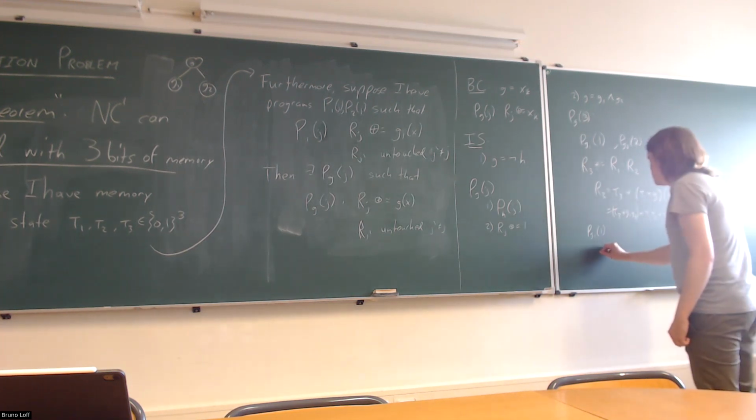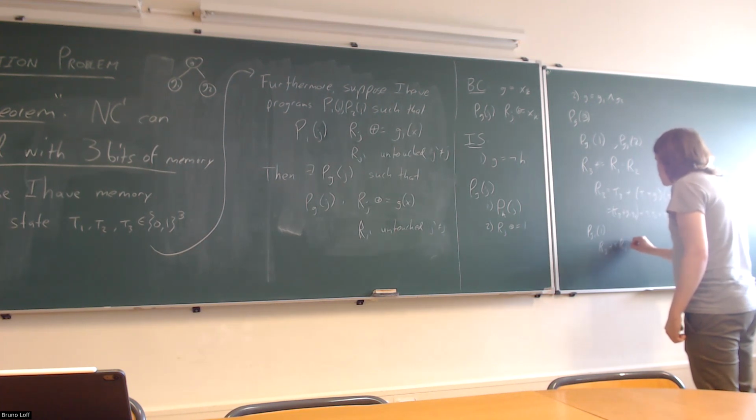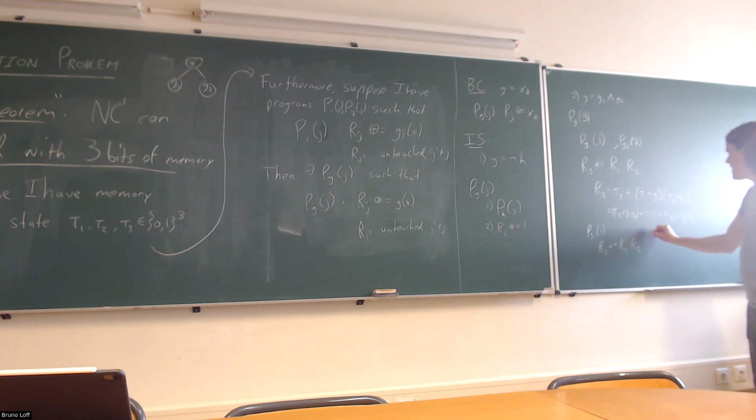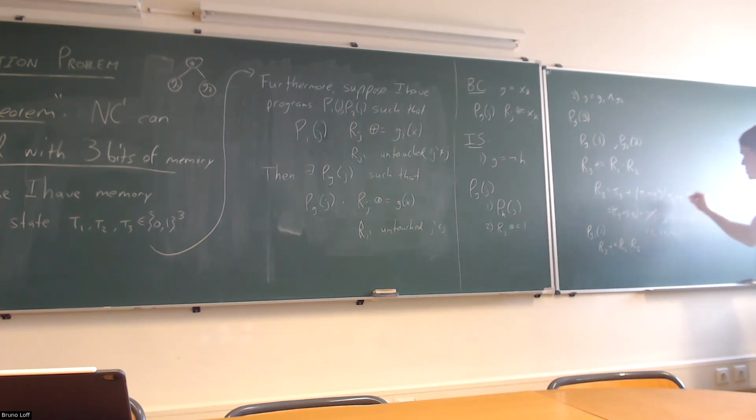And now if I do once again R3 plus is equal to R1 times R2, what am I going to add? This adds tau 1 times tau 2 plus G2 to my memory. And this thing is just going to get rid of this term and this term.